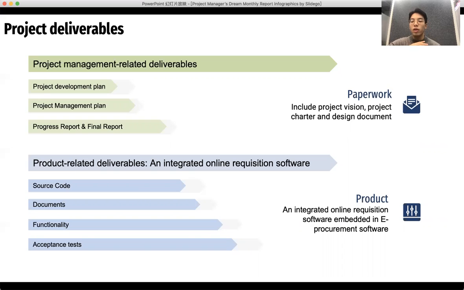The next type is the product deliverables. In general, it's an integrated online requisition system software, embedded in the e-procurement software. More specifically, the product deliverables include the source code, the documents, a complete functionality of the requisition process, and some acceptance tests. And in the following slides, I will detail some of the project deliverables here.